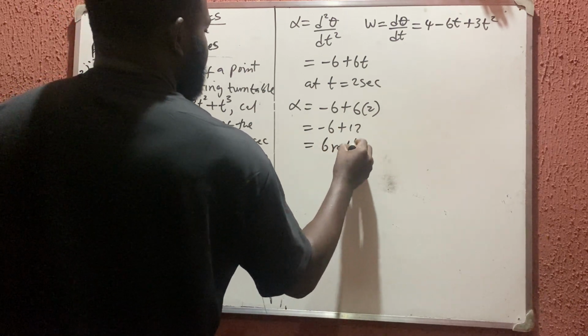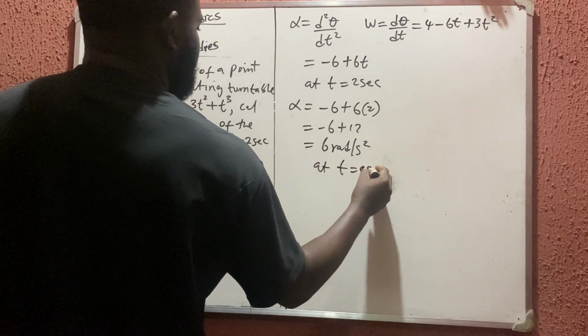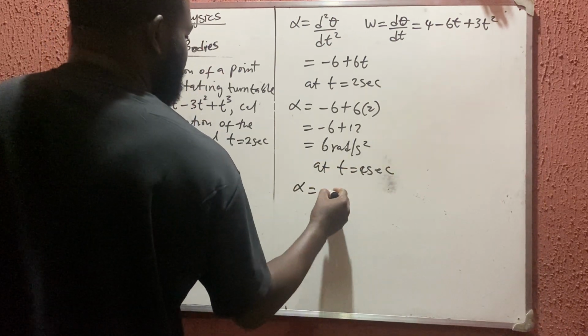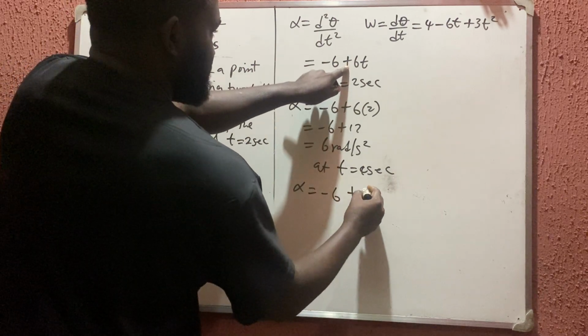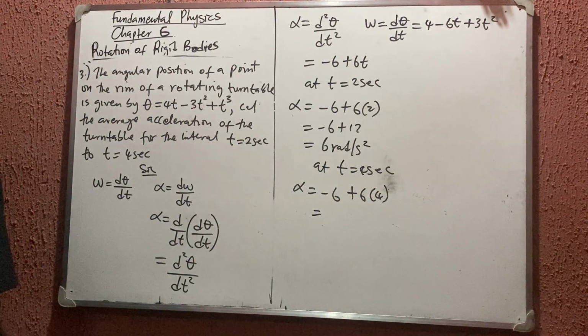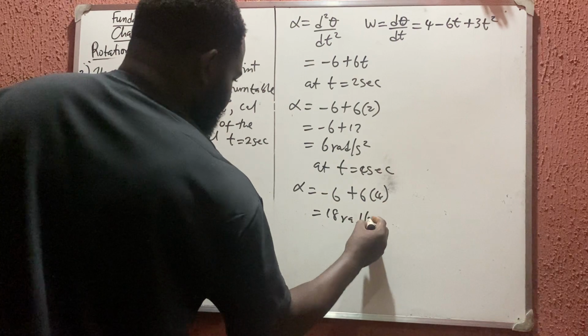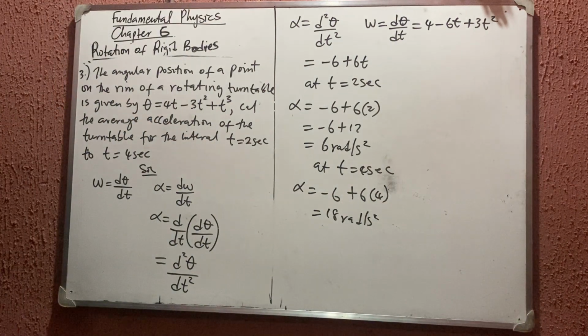6 rad per second square. So now, when t is 4 seconds, we have that alpha is equal to minus 6 plus 6 times 4, which gives you 24 minus 6. I'm going to have 18 rad per second square. So that is that for that.